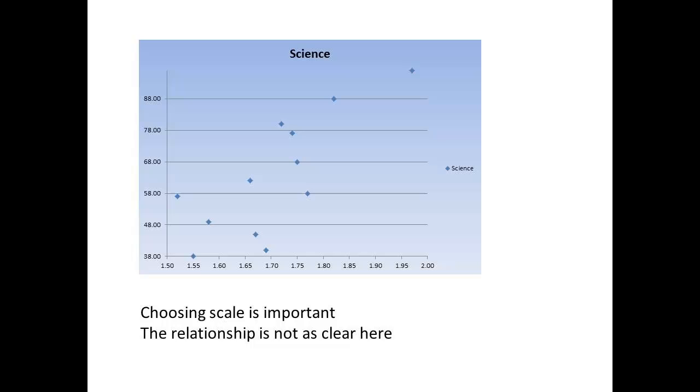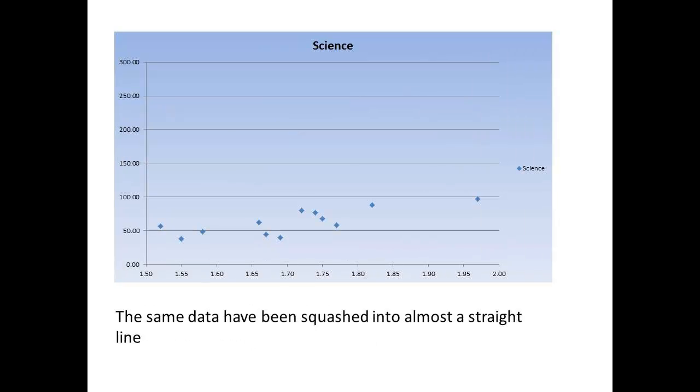Choosing the scale can be important in trying to perceive a correlation. Here the data are scattered and no clear correlation is obvious. Now suppose that I squash one of the scales. Now it looks as if my data are possibly part of a straight line. You need to be careful with this sort of presentation, since if you squash one scale sufficiently, any data will appear to be a part of a straight line.